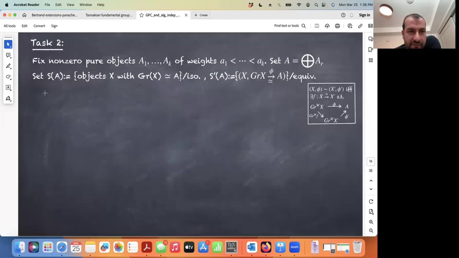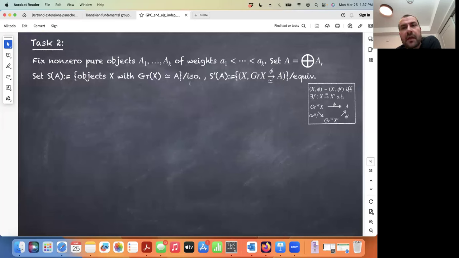One of them, this S of A, is that we're going to look at the collection of all objects X, all motives X, whose associated graded is isomorphic to A. We don't care what that isomorphism actually is. We don't make any choices by isomorphism, just all objects whose associated graded is isomorphic to A. And then we mod that out by isomorphism in our category.